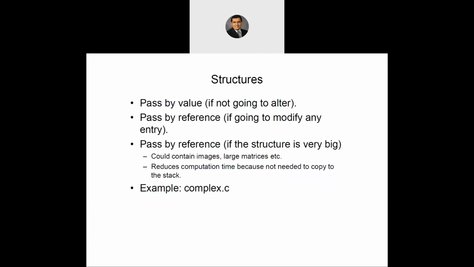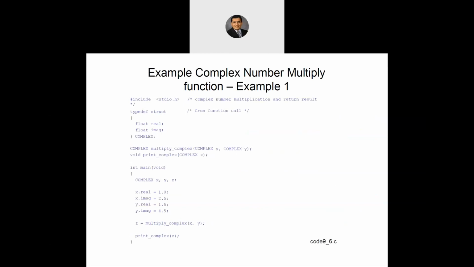Now, arrays by default pass arguments by reference. But in structures, it is passed by value. If you are not changing the value, it will be passed by value; if you are going to modify any entry, it will be passed by reference. Okay? If the structure is very big, it can also be passed by reference. Now let's look at a program so we understand it better.